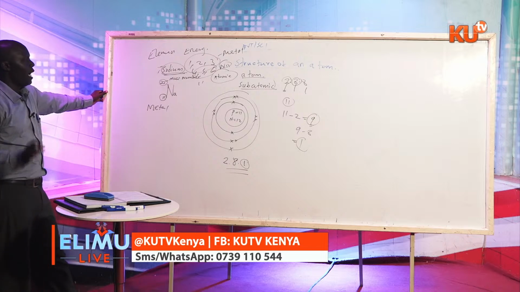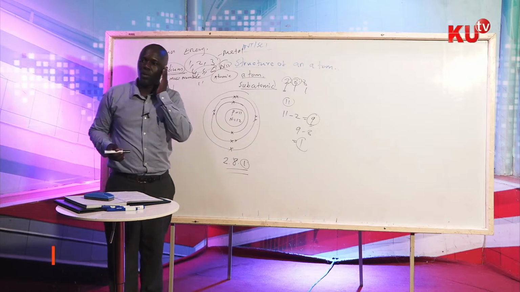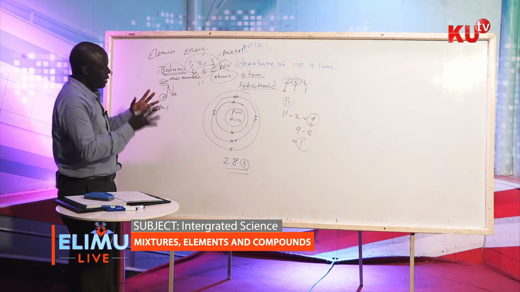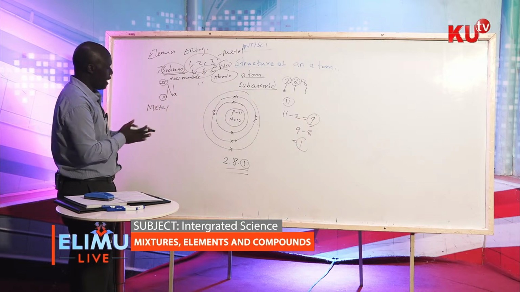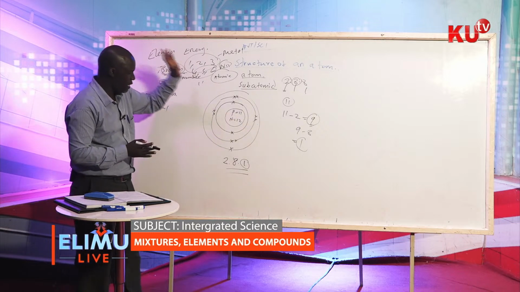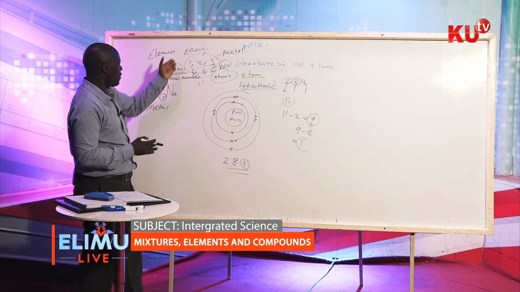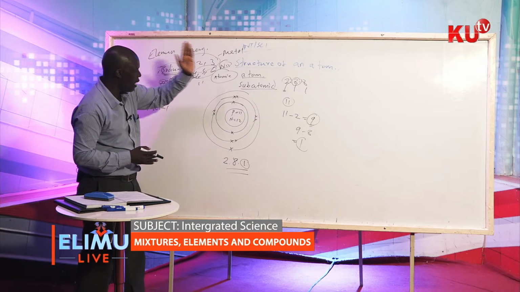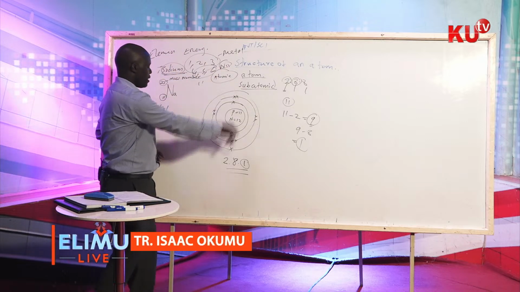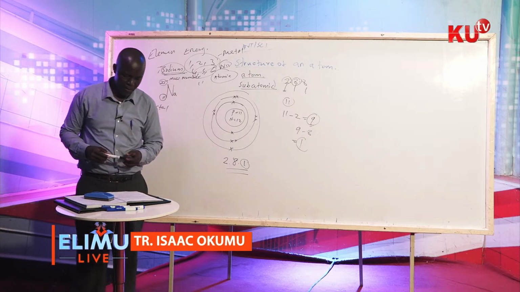So from there, a learner will be in a position to classify an element into metals or non-metals, after the learner is able to understand how to write the electronic arrangement of a given element. They look at the number of electrons on the outermost energy level. Then from there, they can classify an element as a metal or non-metal.